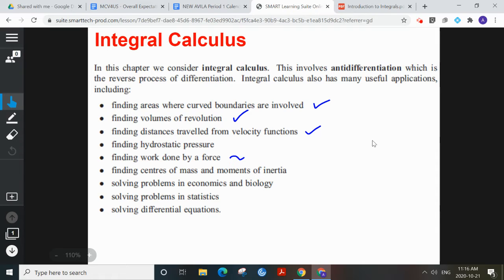In other words, we spent this long learning how to take derivatives and apply derivatives, and now we're going to do the opposite. We're going to start with the derivative and work back to the original function. Integral calculus, we learn it because it has many useful applications, including finding the areas between curves, finding volumes of revolutions, finding distances traveled if we know the velocity function, and sometimes these other things. The ones that we're going to focus on in this course are finding areas between curve boundaries, and we may talk a little bit about distances traveled from velocity functions.